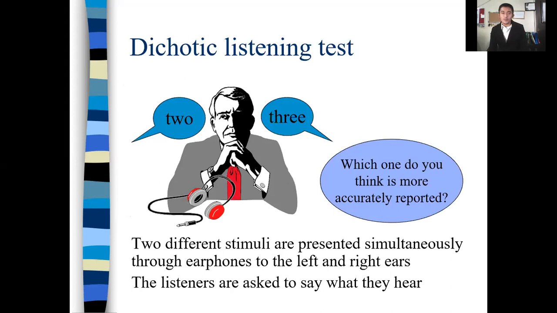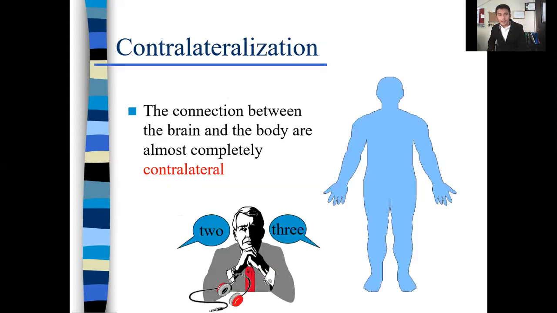Dichotic listening test. When you hear the word two in your right ear and three in your left, ask yourself which one is more accurately reported. Which of these two words do you really hear clearly and recognize? Two different stimuli are presented simultaneously through earphones to the left and right ears, and the listeners are asked to say what they hear. That's what we call dichotic listening. Let's understand this further with the processing of the left and right hemispheres of the brain. Contralateralization.